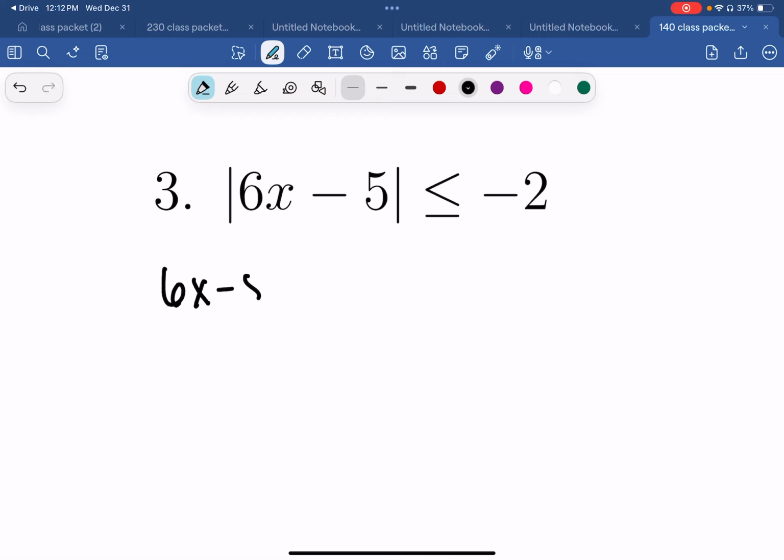So 6x minus 5 less than or equal to -2. Okay, so that's one part that we're going to solve. We're going to do this in a second. But it's also possible that what's in that absolute value is negative.